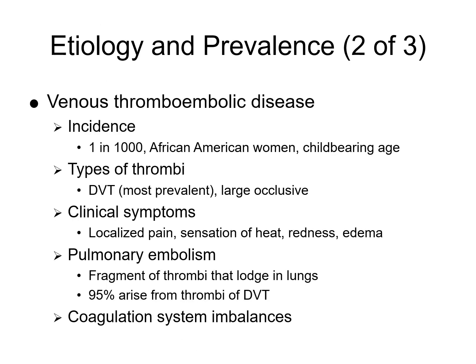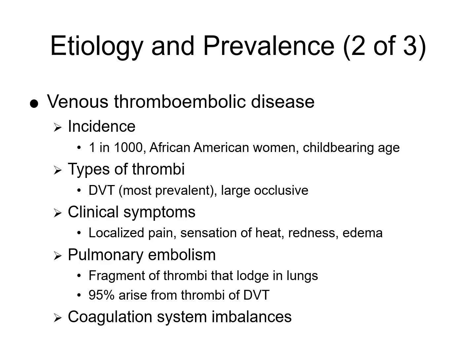For venous thromboembolic disease, this occurs in about 1 in 1,000 people, with a higher incidence noted among African American women of childbearing age. For the types of thrombi we see in this, it's generally a deep vein thrombosis, or DVT. This is the most common type, and it often involves large occlusive clots that block the major veins. Some clinical symptoms of a patient that has a DVT is they could have localized pain in the affected limb, sensation of warmth or heat over the site, redness or discoloration of the skin, and they could also have swelling or edema due to impaired venous return.